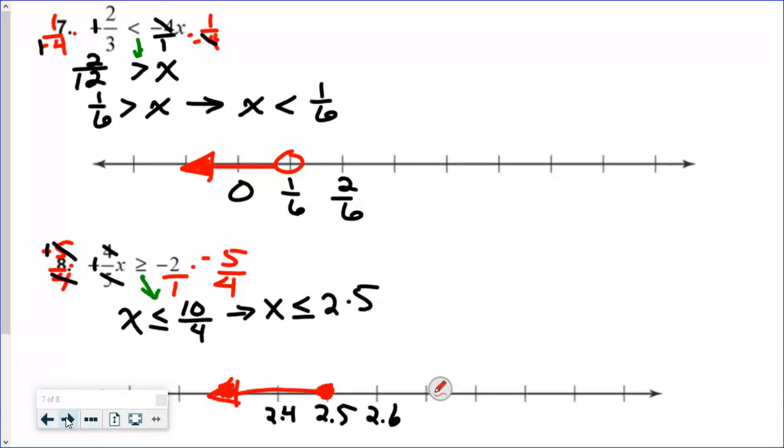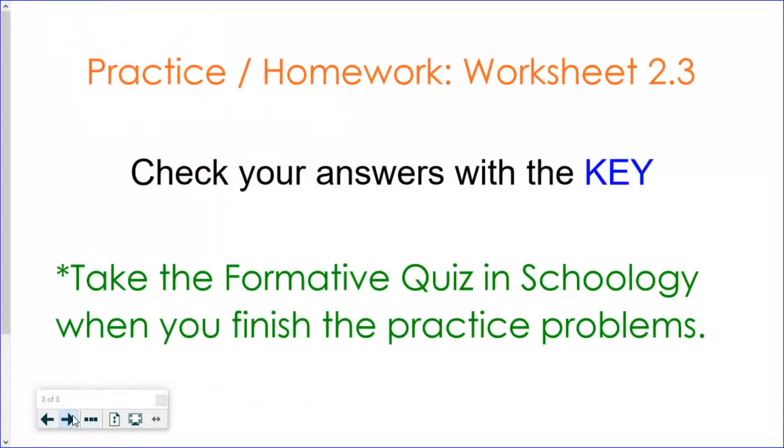So not all of the problems on your homework today you're going to flip. You're going to have to think. So on the homework today, some of them you're going to divide by a normal positive number, or you're going to multiply by a normal positive number. Do not flip the sign. Only if you're multiplying or dividing by a negative number.